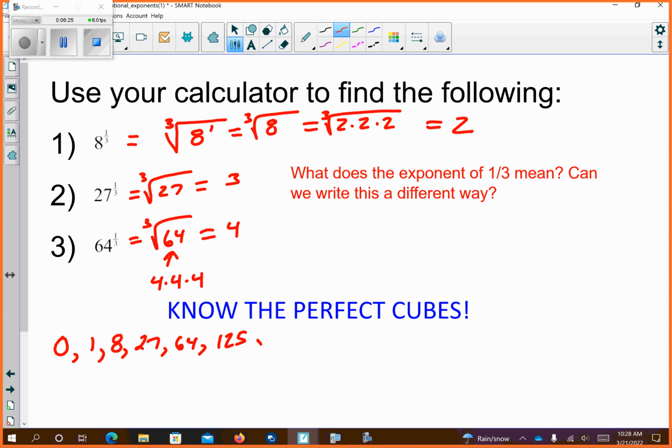Okay? If you went 6 times 6 times 6, you get 216. 7 times 7 times 7 is 343. 8 times 8 times 8 is 512. 9 times 9 times 9 is 729. 10 times 10 times 10 is 1,000.